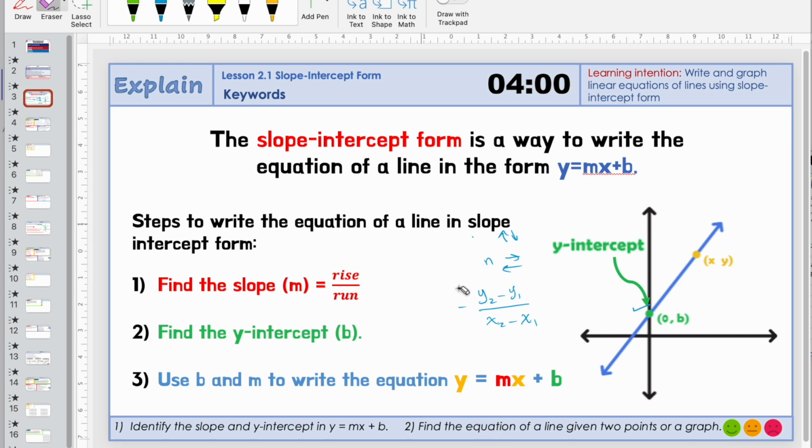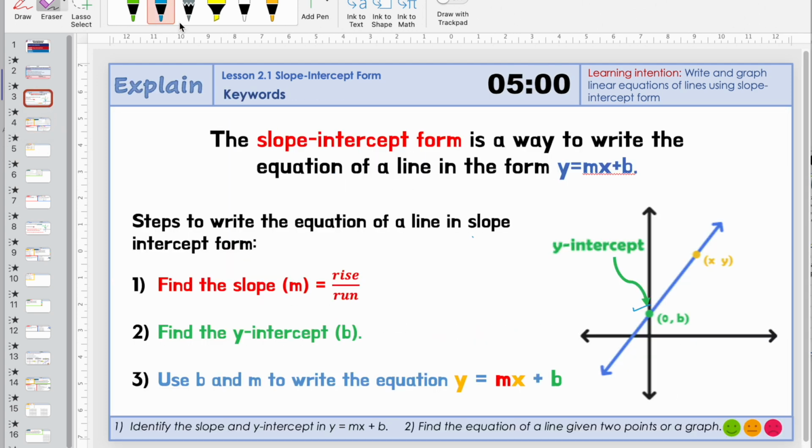Second step is you need to find the y-intercept, and lastly you need to write your information, substitute it in the equation by keeping y or x. Y and x are variables, they are different at every point on the line, but m and b are constants, they are basically the values that will not change throughout the line.